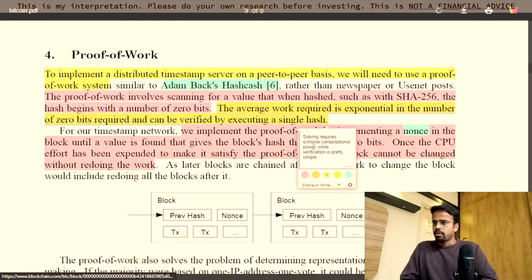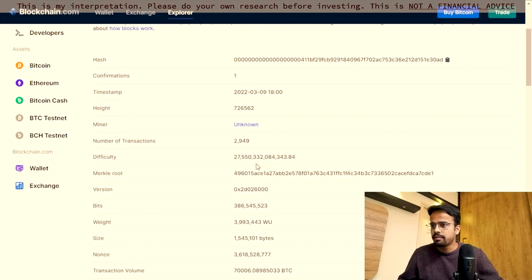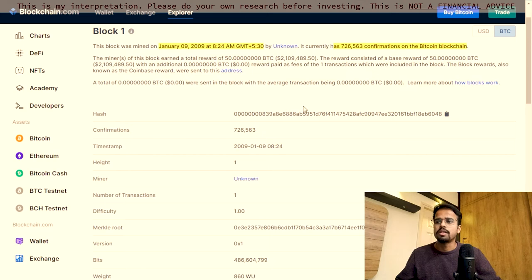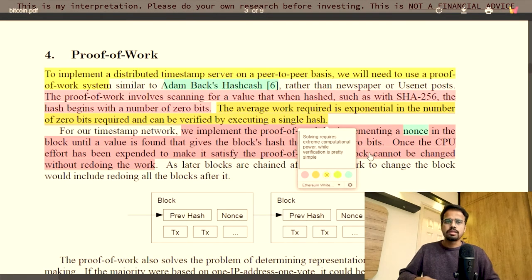So we have already looked at this. Solving requires extreme computational power, that is for sure. Now, as and when the number of zeros in front of the hash increases, the difficulty of finding that particular hash increases, as we saw in this example where the difficulty was 27,550 trillion something compared to one point something for the first block.